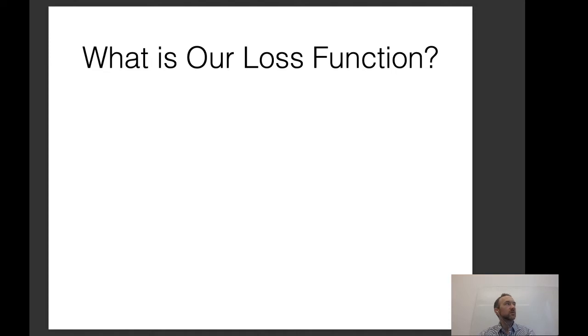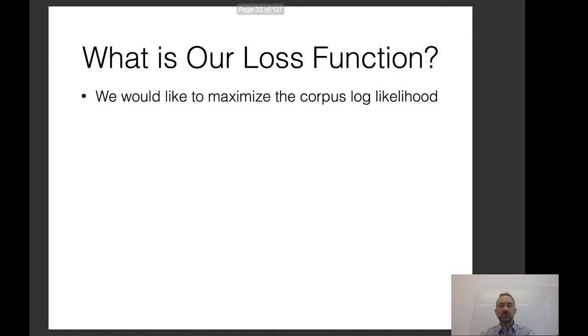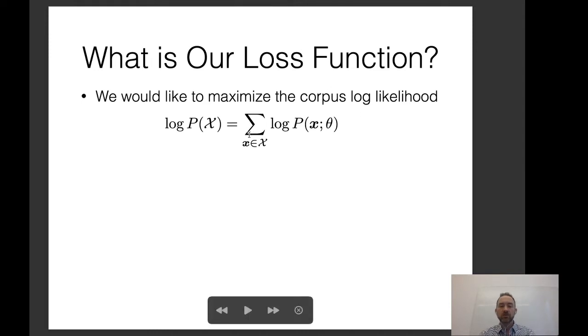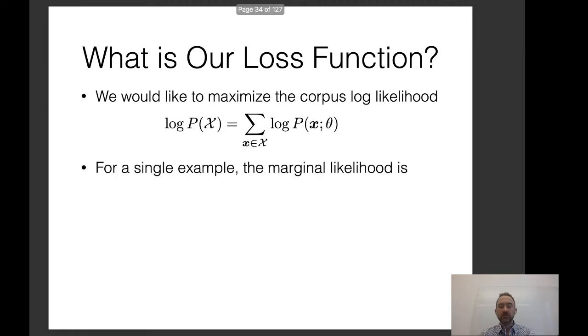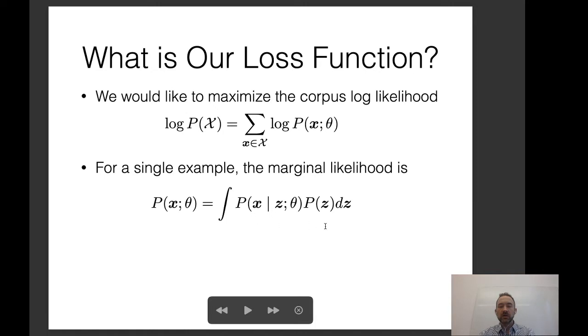So in order to train this using a neural network, we need to have a loss function. And we would like to maximize our corpus log likelihood. The way this works is we sum over the corpus and have the log likelihood of each data point in the corpus, like we do normally. And for a single example, the marginal likelihood is the integral over all of the latent variables. So basically, we don't know what the latent variable actually is, so we would like to take the integral over all possible assignments of this latent variable.